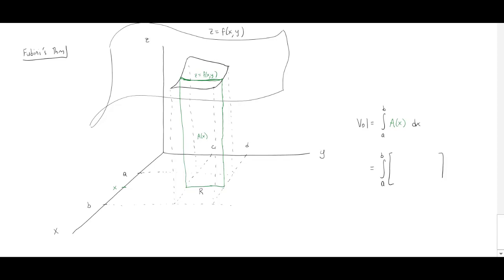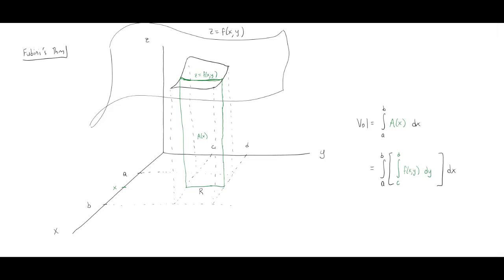So we have this integral that we were trying to evaluate, and we're saying that A of x, that area, could be evaluated as another integral. This would be like integrating y from c to d. I want to integrate this function, which was f of x, y. So I'm thinking of this as a function of y, as x was constant along this slice. And I'd be integrating with respect to y, okay?